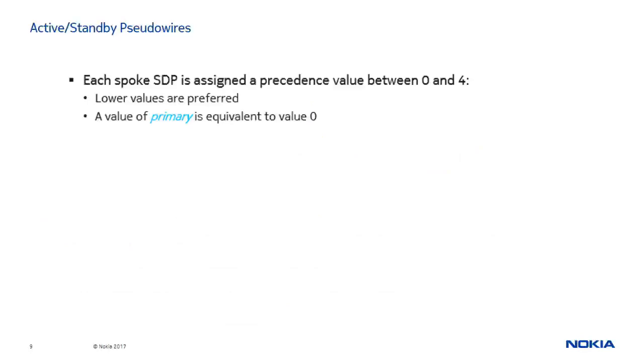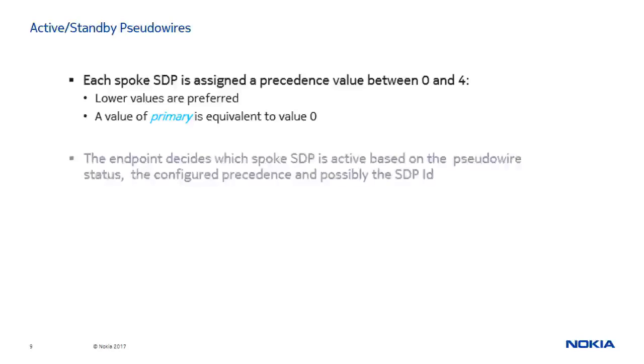So, to allow active standby pseudowire switching, each spoke SDP is assigned a precedence value between 0 and 4. The default value is 4, and the lower precedence values are preferred. To clearly identify the preferred primary spoke SDP, it is possible to assign a precedence value of primary. This is the same as configuring a precedence value of 0.